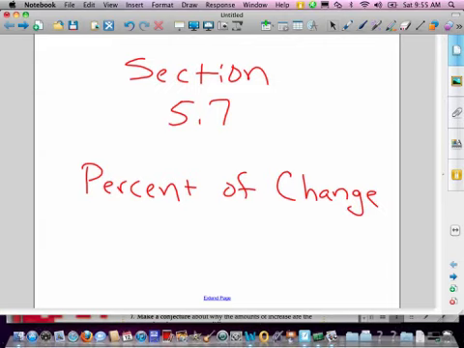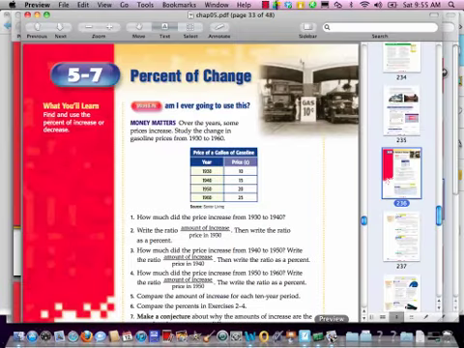All right, so here we are at section 5.7, percent of change, and what we're going to be calculating in this section is the percent that something changes when it goes from one value to another. What is the percent that it changed as we go from those two different things? So let's take a look at this first example.